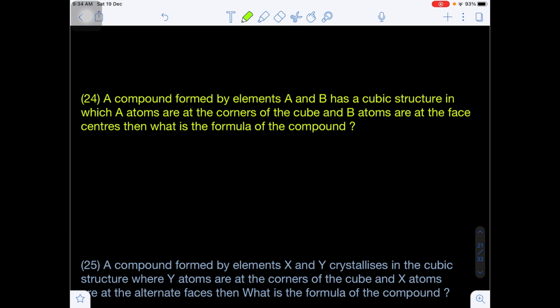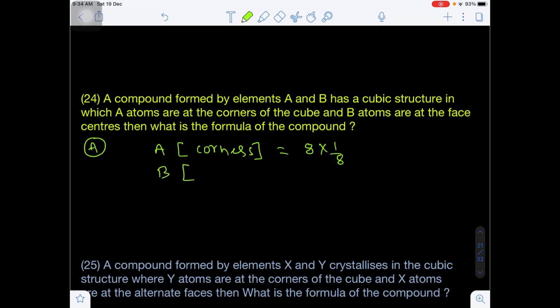Question number 24. A compound formed by elements A and B has a cubic structure in which A atoms are present at the corner. So atoms A present where? Corner. When atoms A are present at corner, we know there are how many corners? 8 corners. Into contribution will be 1 by 8.